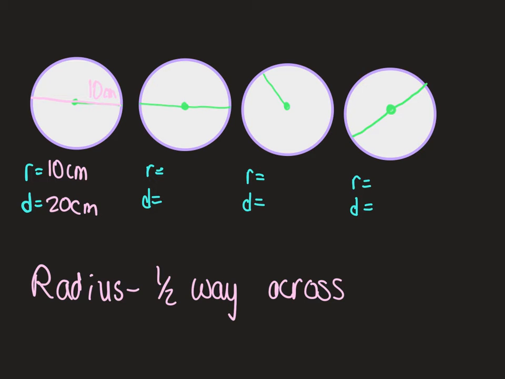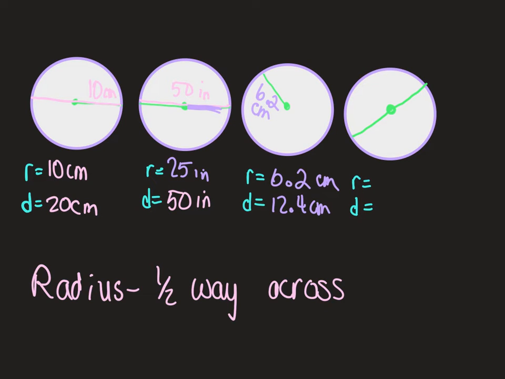If my whole number is 50, let's say inches, then what would just half of it be? 25. If half is 6.2 centimeters, that's the radius. What is all the way across? 12.4.